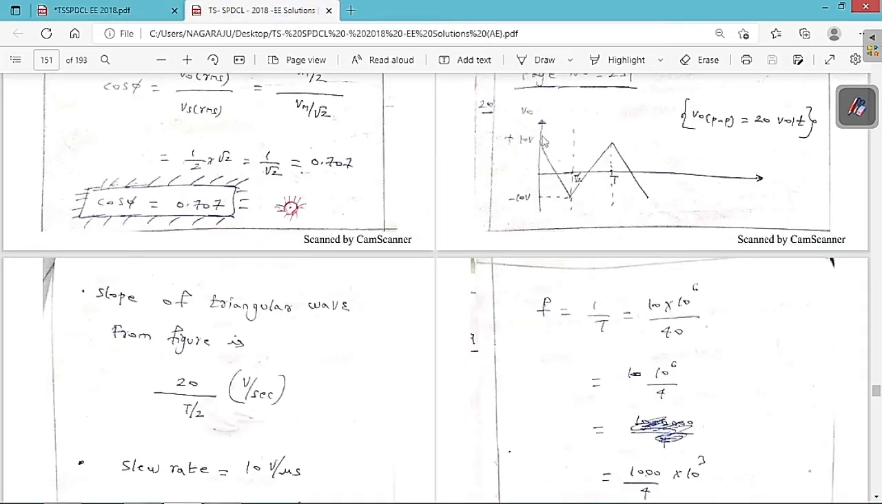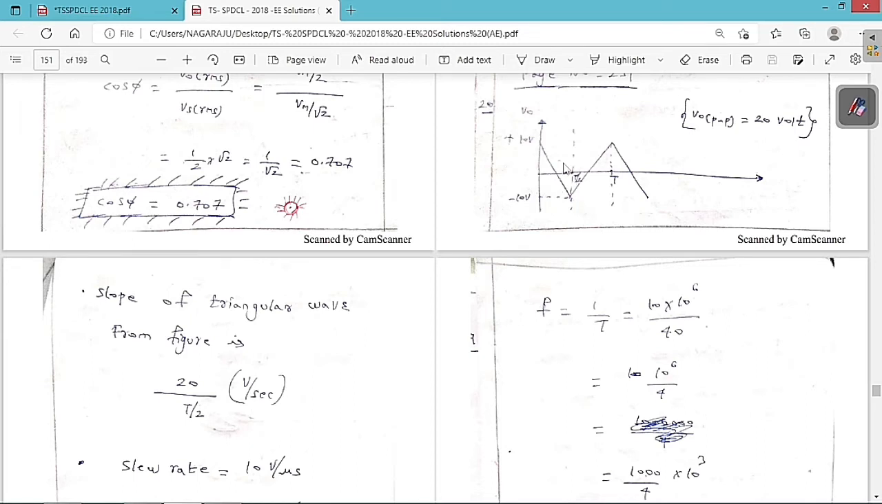Let me assume a triangular waveform of this format. From here to here is half of the period, T by 2, and from here to here is another half of the period, so the overall time period is T. The waveform is 20 volt peak to peak, therefore this is plus 10 volt and this is minus 10 volt. So the output voltage peak to peak is equal to 20 volt.